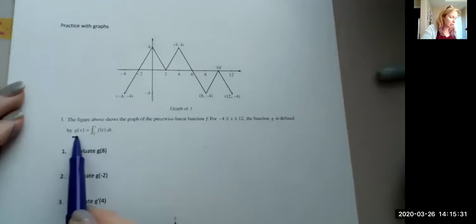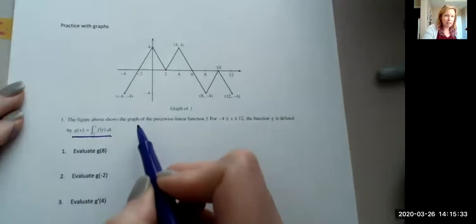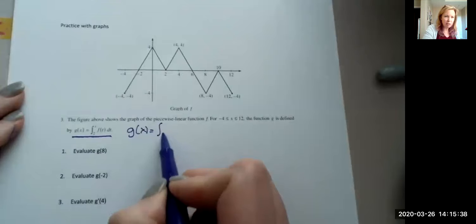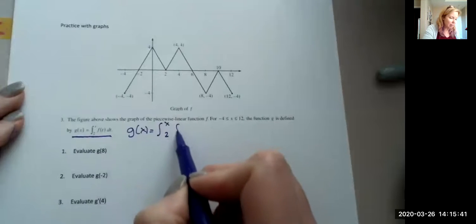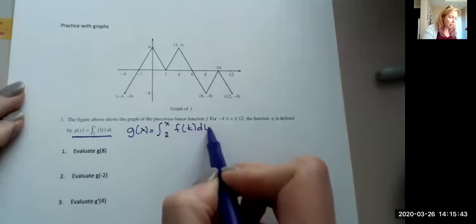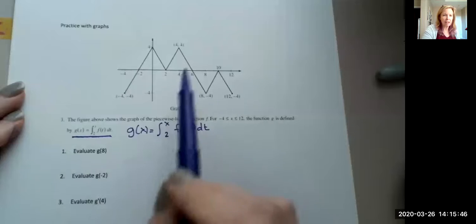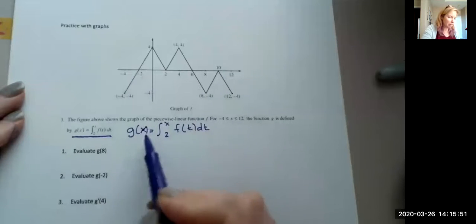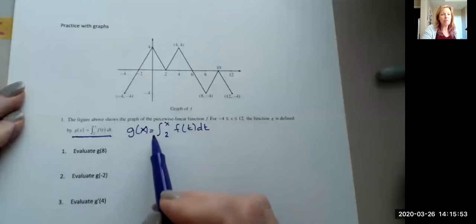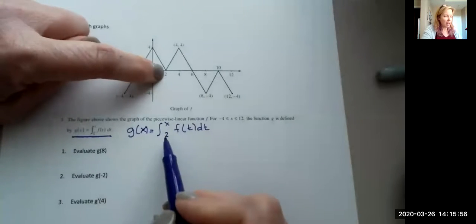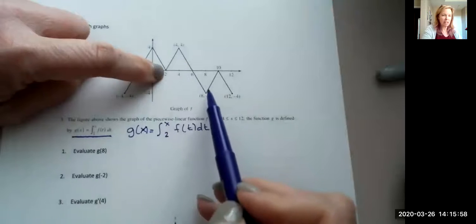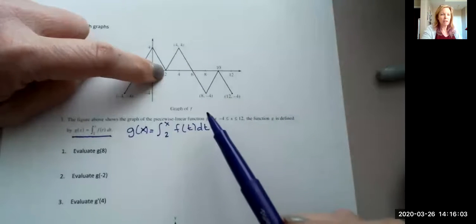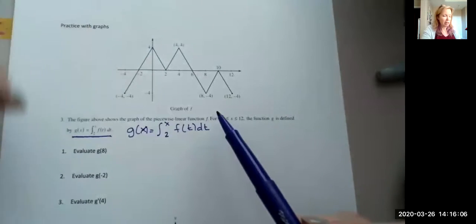This first one starts with this equation that may be kind of hard for you to read. It says g of x equals the integral from 2 to x of f of t dt. That means that for any value of x on this graph, I can find the value of the function g of x by looking at the graph and determining the difference in area from 2 to whatever point that is. And there's two of these for us to figure out.